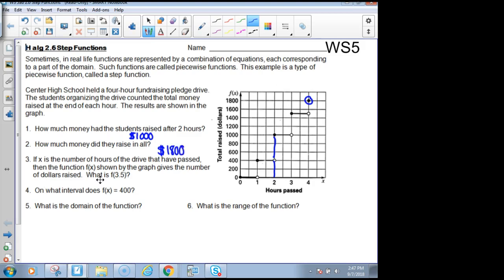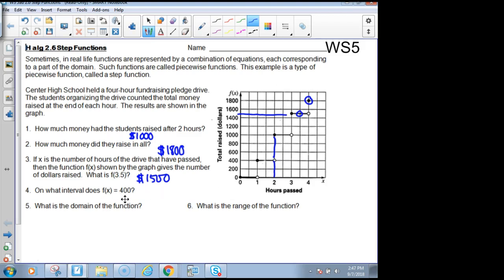If x is the number of hours of the drive that have passed, then the function f of x shown by the graph gives the number of dollars raised. What is the f of 3.5? Well, after 3.5 hours, they're still sitting at $1,500. Okay, so they aren't counting it in between.